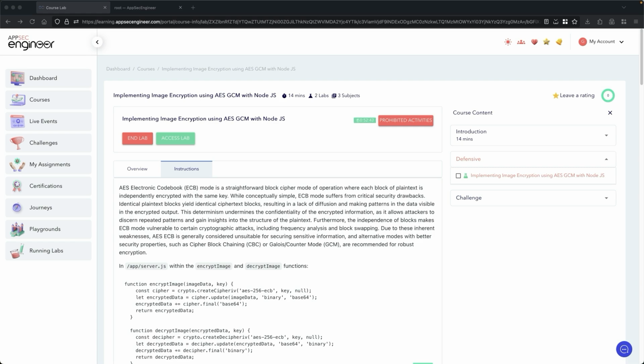For images, this means patterns in the original image remain visible in the encrypted version. The encryption lacks diffusion, making cryptographic analysis easier. Attackers can perform block swapping and also frequency analysis. Let's take a look at an example implementation on our hands-on lab.